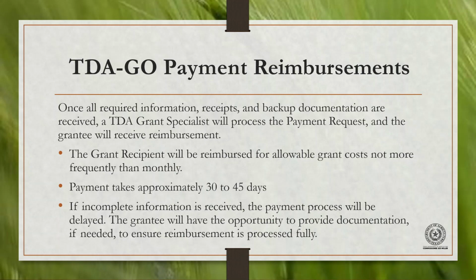Once all required information is received, such as receipts and backup documentation, a TDA grant specialist will process the payment request, and the grantee will receive reimbursement. The grant recipient will be reimbursed for allowable grant costs, not more frequently than monthly. Payments take approximately 30 to 45 days, and if incomplete information is received, the payment request will be delayed. The grantee will have the opportunity to provide documentation if needed to ensure reimbursement is processed fully.